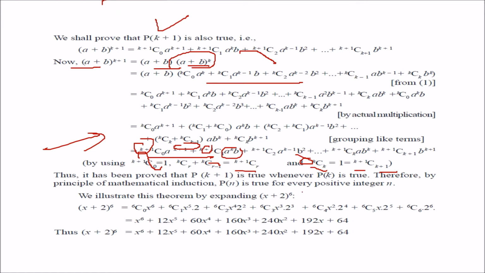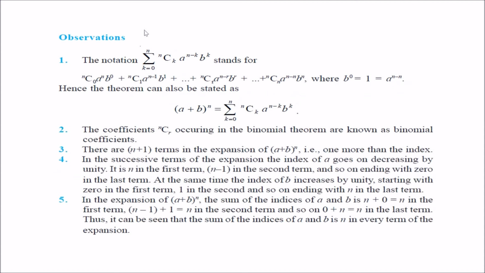How about (x plus 2) to the power 6? (x plus 2) to the power 6: 6C0, 6C1 till 6C6. Now x to the power 6, x to the power 5, x to the power 4, decreasing x and increasing 2. So 2 square, 2 cube, 2 to the power 4 like this. So these are the numbers.